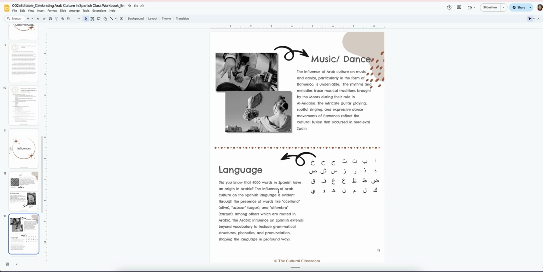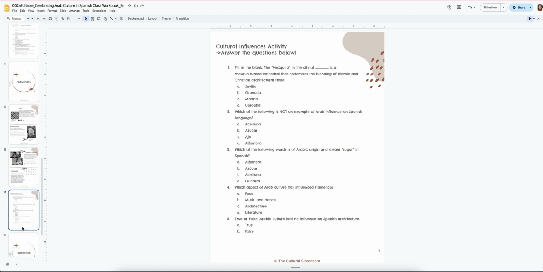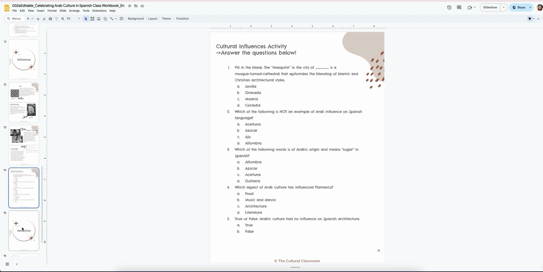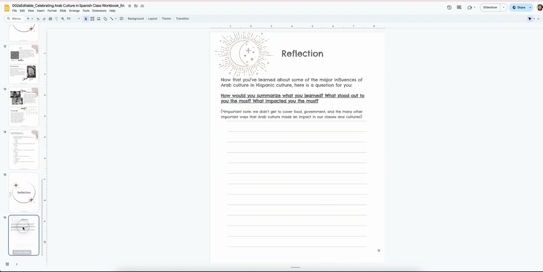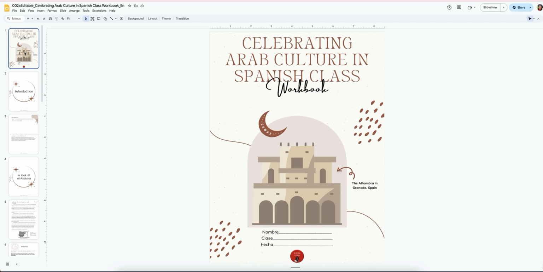We have about 4,000 words, which I think is 8% of the language. That's a pretty statistically high percentage for a language that comes from a Romance language, a Latin language. I know 8% sounds low, but remembering that the language is originally a Romance language, that's actually pretty high influence. So we have our reflections, and there we go. That is our celebrating Arab culture in Spanish class.